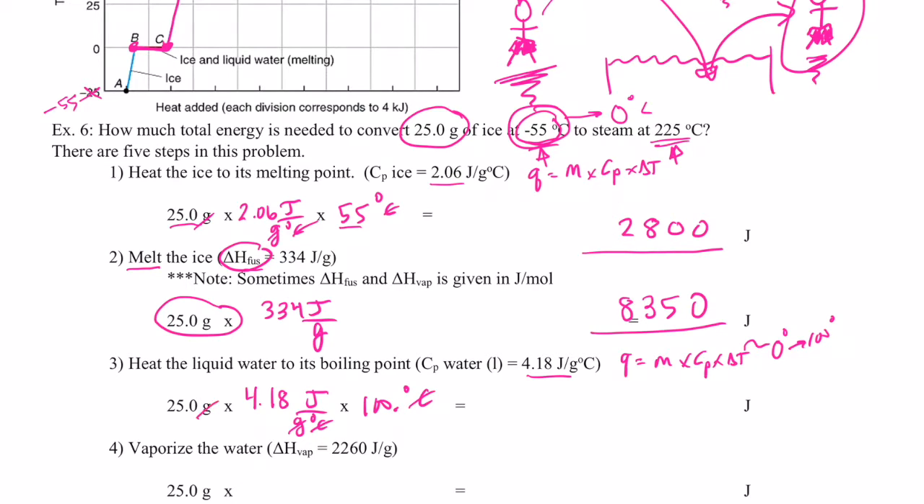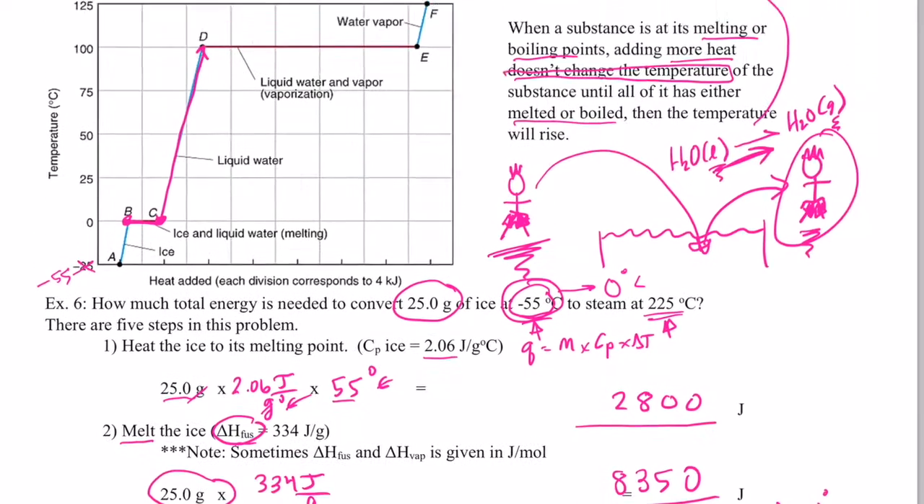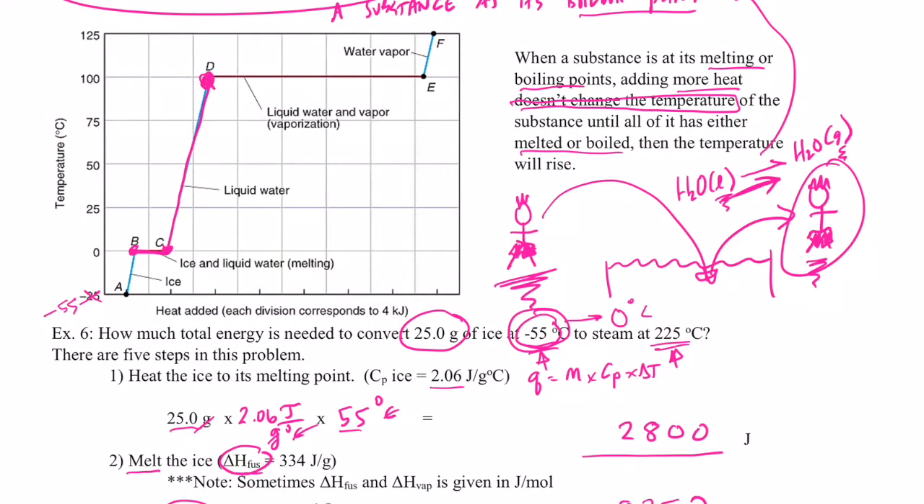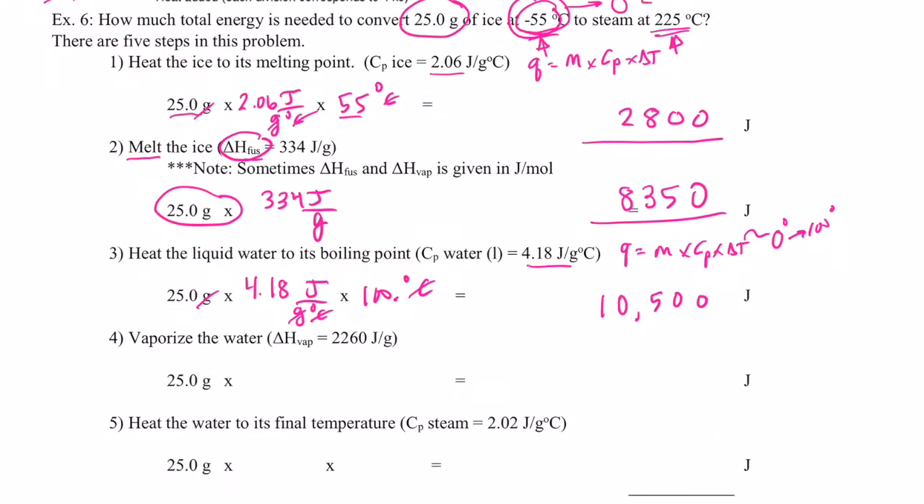So degrees Celsius cancel, and so do grams again. So we have 25 times 4.18 times 100. It looks like we have 3 sig figs again. It's 10,450, so we're going to say 10,500 joules to take it up to its boiling point. So right now we're on part D of my graph. And now we need to boil all of that water and get it turned into a vapor.